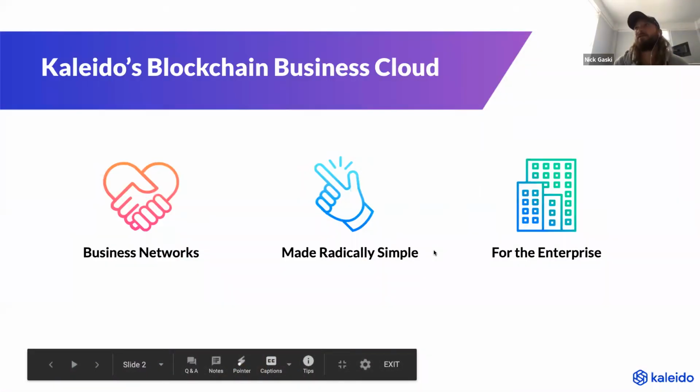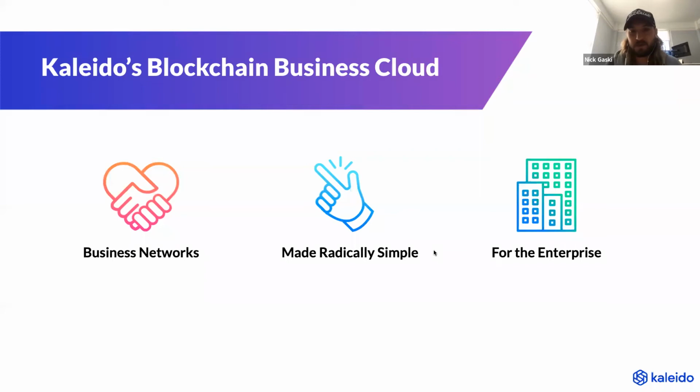So at a super high level, Kaleido is built for modern business networks, completely industry and use case agnostic. This could be healthcare, insurance, pharmaceuticals, supply chain, et cetera. We'll see when we take a look at the platform, not only in terms of the UI and the UX, but the underlying APIs, it's exceedingly simple to use and to program against.